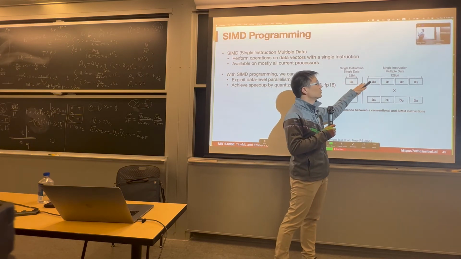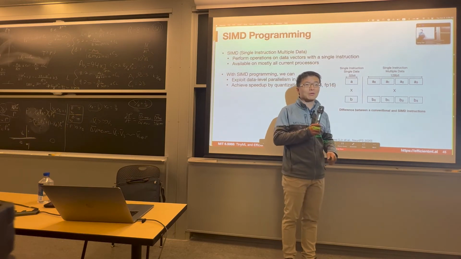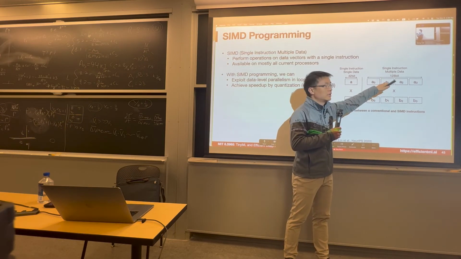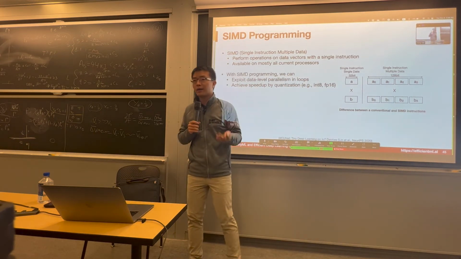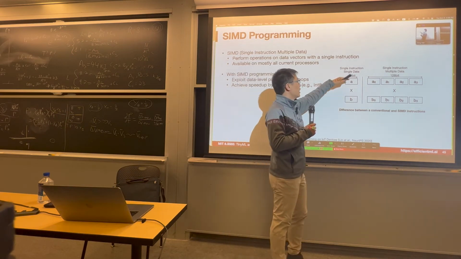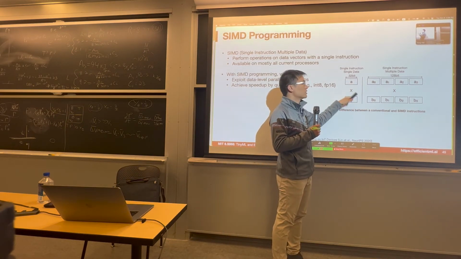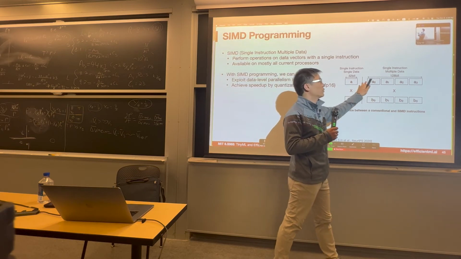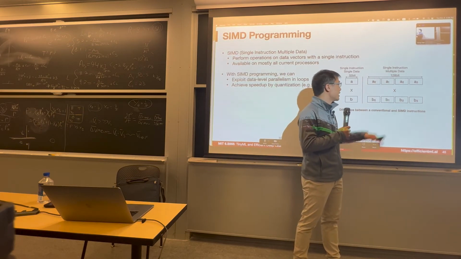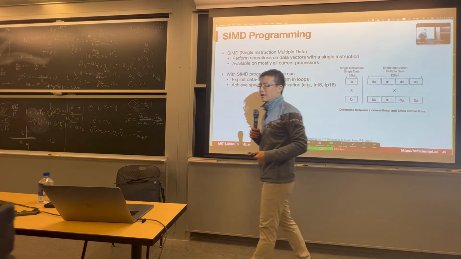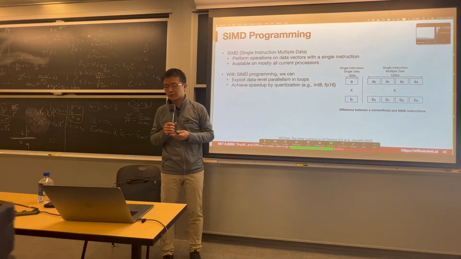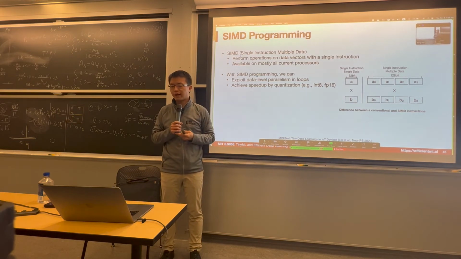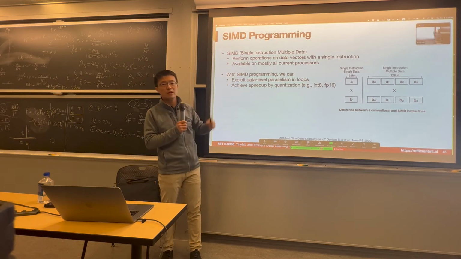Therefore, we can easily do the same thing in lockstep for A0, B0, A1, B1, A2, B2, A3, B3. So we write one multiplication instruction. Previously it operated on only a single piece of data, A and B. Now we operate on 4 pieces of data at the same time in lockstep. That is called SIMD. That is available on mostly all current processors. You just need to find their manual to find the detailed instructions on how to use this ISA.